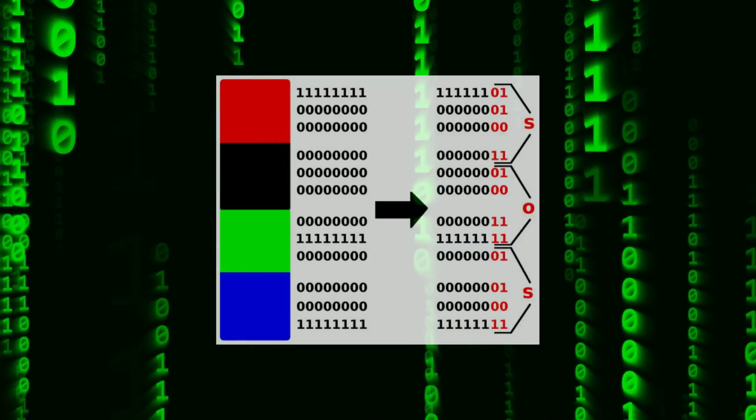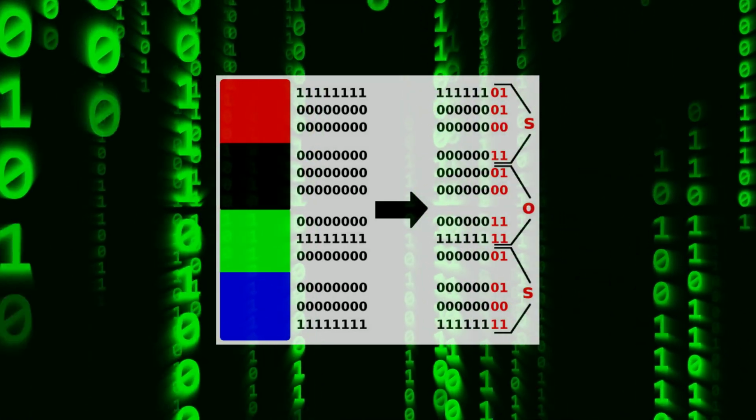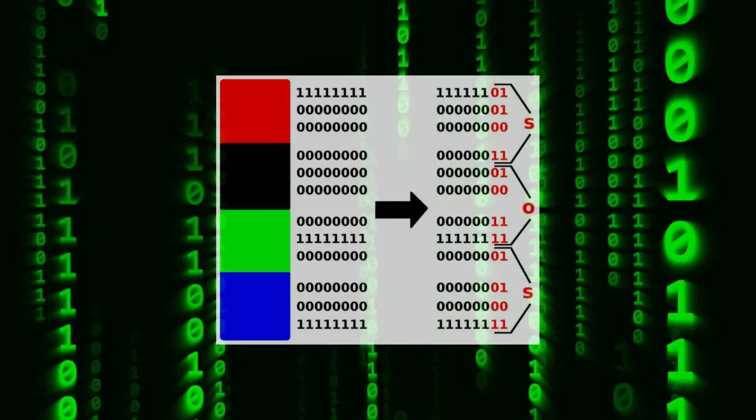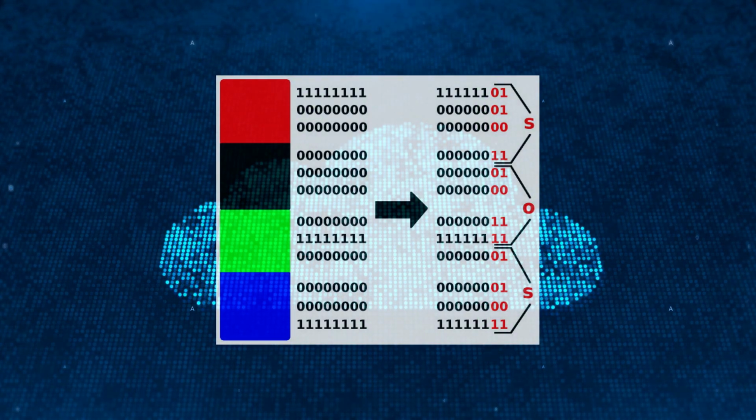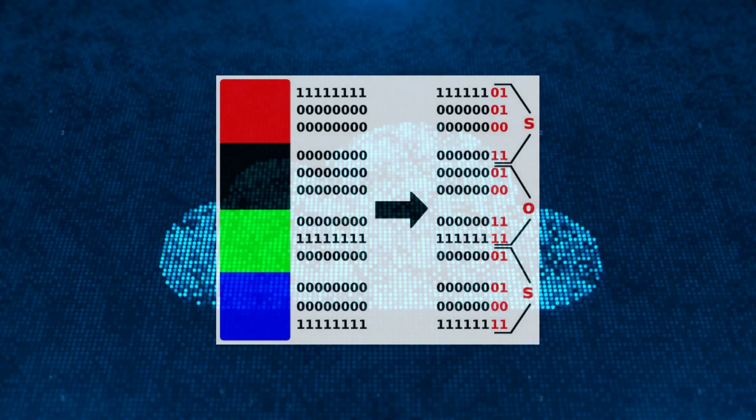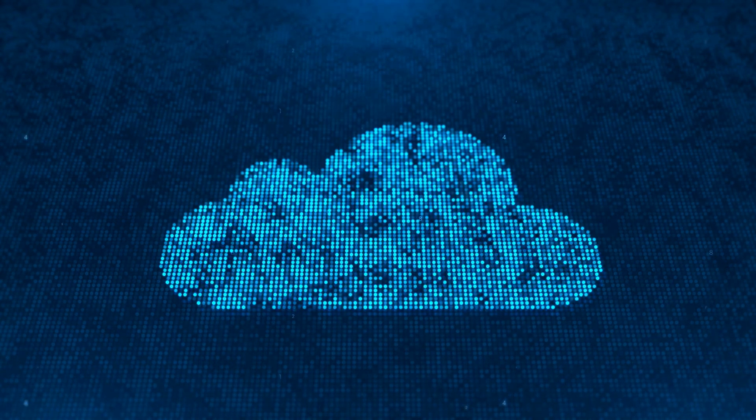Now, if you change the last bit, the least significant one, the difference is so small that the human eye can't even notice it. So, a hacker can embed a message by tweaking these bits, hiding hundreds of bytes in a single image without anyone noticing.